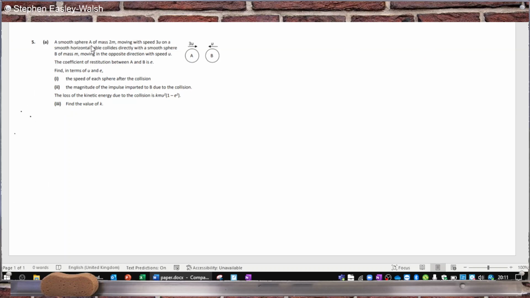A smooth sphere A of mass 2m moves with speed 3u on a smooth horizontal plane, collides directly with a smooth sphere B of mass m. Find the speed after the collision. So, conservation of momentum.